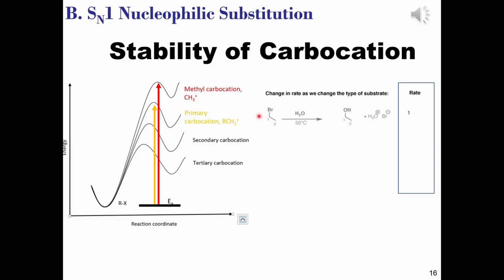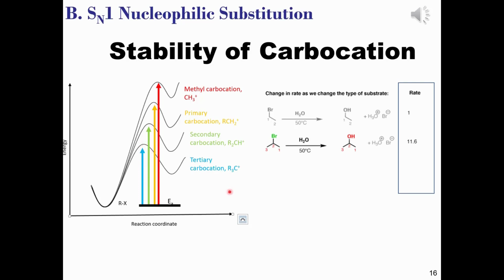If we go to a secondary carbocation, we can see that, yes, again, the activation energy is lowered, but the rate only increases 12-fold. But when we go to a tertiary carbocation, the activation energy now being the lowest, we can see that there's a 1,000,000-fold increase in the rate compared to the primary carbocation that's formed. And this is significant and tells us that tertiary carbocations are the ones that are the most likely to take part in an SN1 nucleophilic substitution.